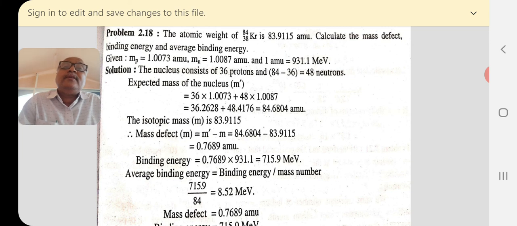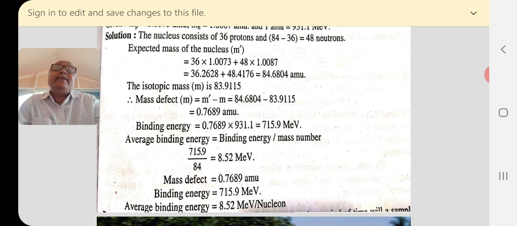The mass of proton is given here, the mass of neutron is also given, and the mass of krypton is also given. Then it is very easy to find the mass defect first, that is the subtraction of the expected mass and the isotopic mass. Once we get the mass defect, then binding energy is very easy, that is mass defect into 931.1 million electron volt. Then average binding energy is equal to binding energy upon mass number.